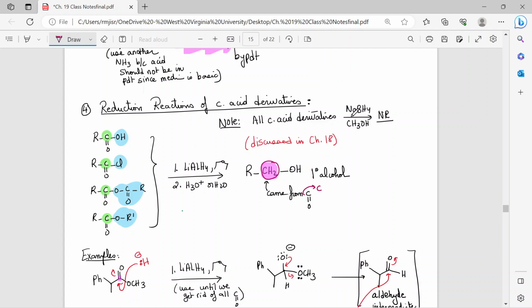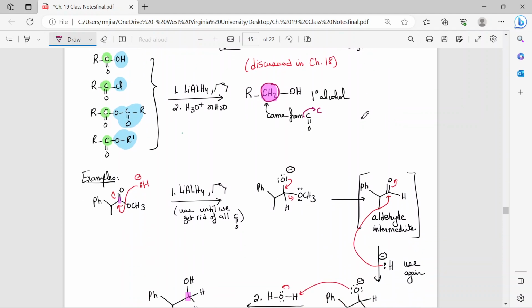Sodium borohydride is a weaker reducing agent. So it doesn't work with any of the derivatives of carboxylic acids. It works only with aldehydes and ketones.